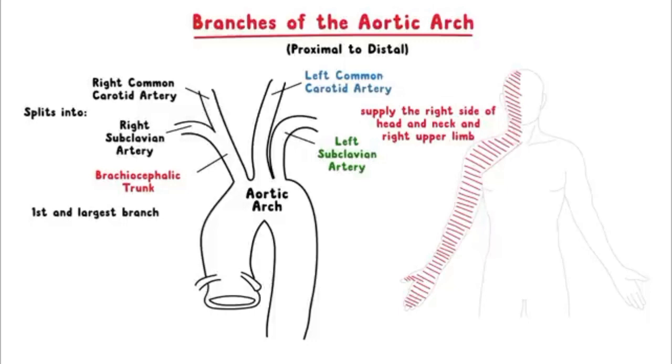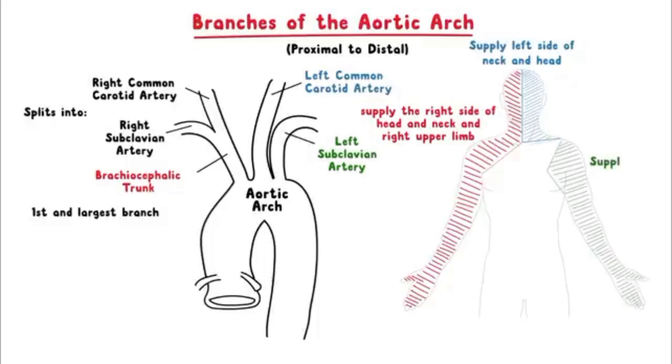The next branch is the left common carotid artery. It ascends up the neck and supplies the left side of the neck and head. The third branch is the left subclavian artery. This supplies the left upper limb.